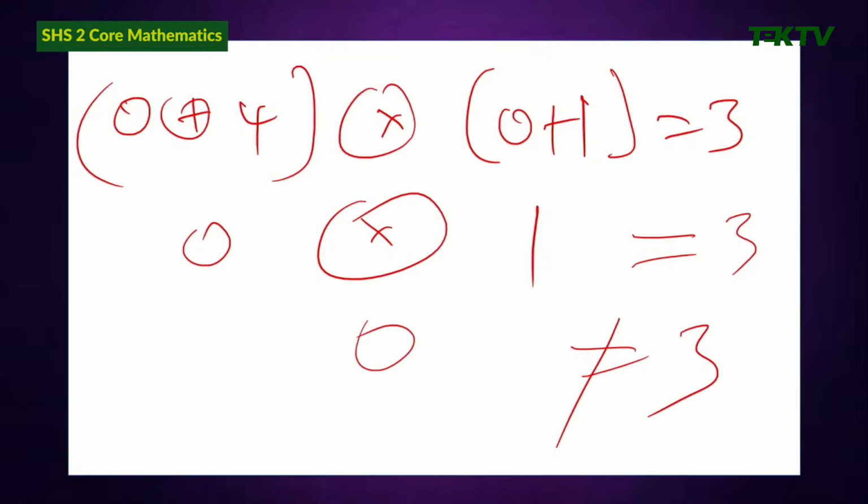Then we go back to 1, where we see n. Let's write 1 there. And now from the addition table, 1 plus 4 will give you 0. 1 plus 1 will give you 2. And from the multiplication table, 0 times 2 will give you 0. But in this case, 0 is not equal to 3. So that is not an answer. We move to the next digit, which is 2, in place of n.